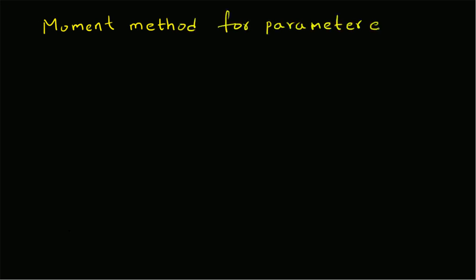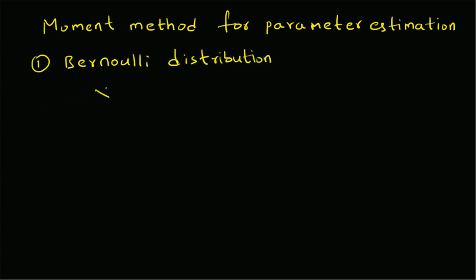Hello, welcome. In this short video, let us look at some basic examples using the moment method for parameter estimation. So first let us look at one of the simplest probability distributions, that is the Bernoulli distribution. Here the random variable x follows a Bernoulli distribution with the parameter p.